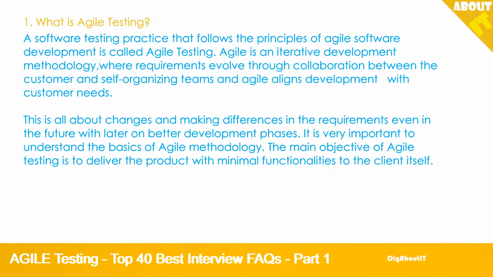1. What is Agile testing? A software testing practice that follows the principles of Agile software development is called Agile testing. Agile is an iterative development methodology, where requirements evolve through collaboration between the customer and self-organizing teams, and Agile aligns development with customer needs. This is all about changes and making differences in the requirements even in the future with later, better development phases. It is very important to understand the basics of Agile methodology. The main objective of Agile testing is to deliver the product with minimal functionalities to the client itself.